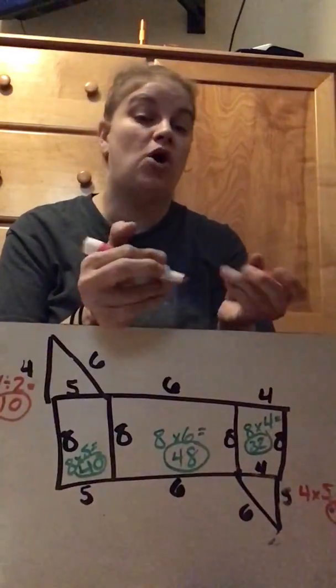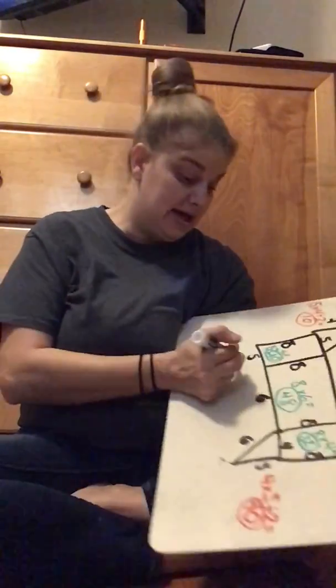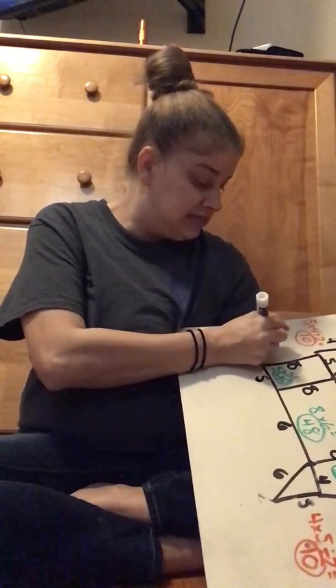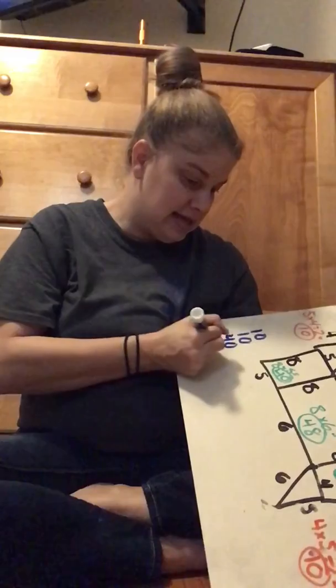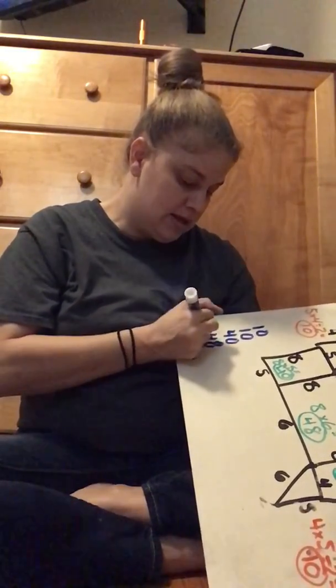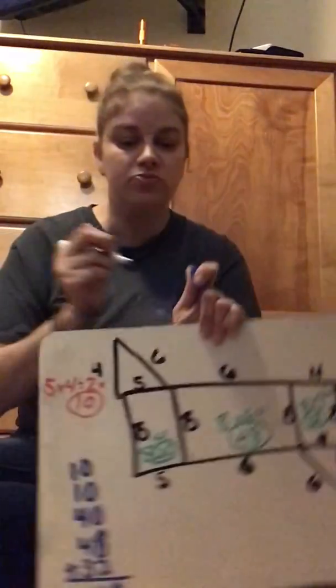So now I'm going to add up all 5 of those numbers, and it's going to give me my final answer. So I have 2 10s, a 40, a 48, and a 32. When I add all that up, I get a surface area of 140.